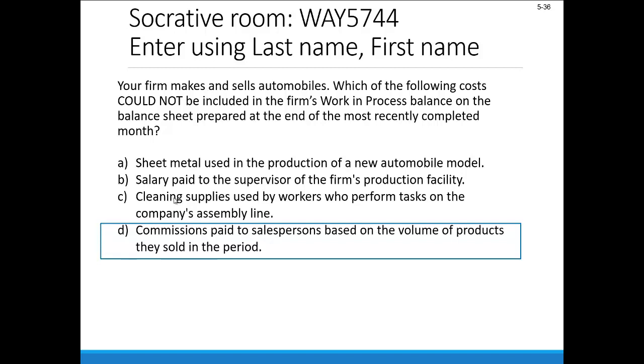Now looking at the other possibilities here, sheet metal used in production of the automobile, that's probably a direct material, so that could flow through work in process for sure. Salary paid to the supervisor of the production facility, that's an overhead cost, right? Indirect labor, so that would certainly flow through work in process at some point as well. And then cleaning supplies used by workers who perform tasks on the assembly line, again, since it's associated with that production process, it has to be a manufacturing cost. In this case, it's probably not direct materials because we're talking about just cleaning equipment and things like that. So that belongs in that manufacturing overhead bucket as well.